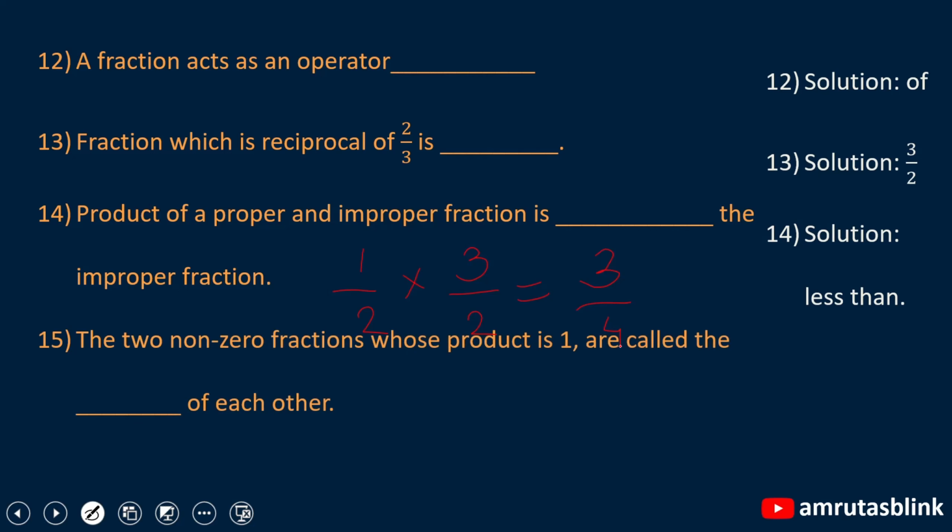The two non-zero fractions whose product is 1 are called as, now we know that whenever the product of two fractions is 1, they are reciprocals of each other.